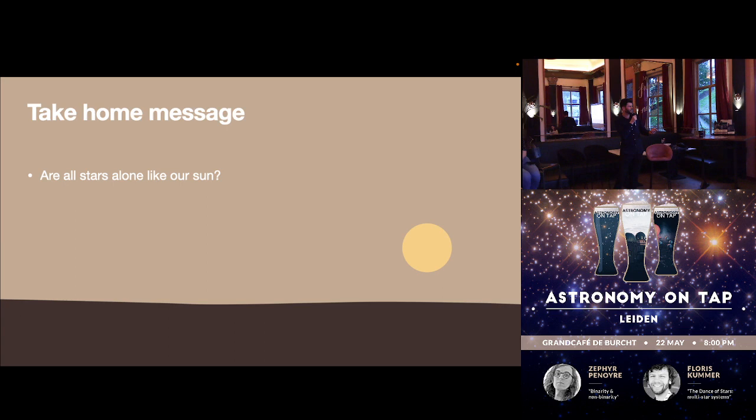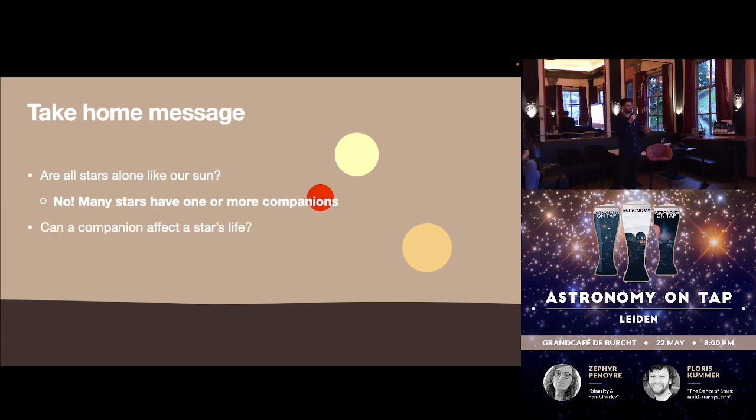So, to finally come back to my original questions. The first question was whether all stars in our universe are alone, like our sun. Well, we've seen that the answer to that is of course no. Many stars, even close to our sun, have one or more companions. And secondly, we asked ourselves whether a companion star could affect or influence the life of its companion stars. And we've also seen that stars can perform intricate dances because of the gravitational pull of their companions, or they could even physically interact by, for example, transferring mass.